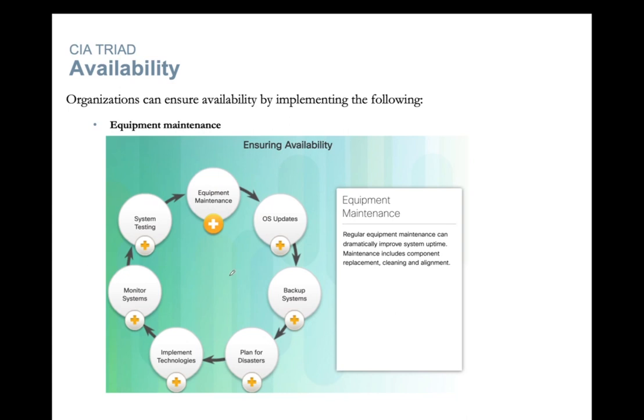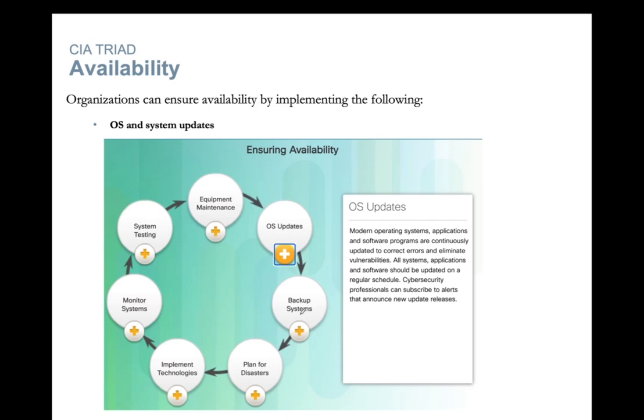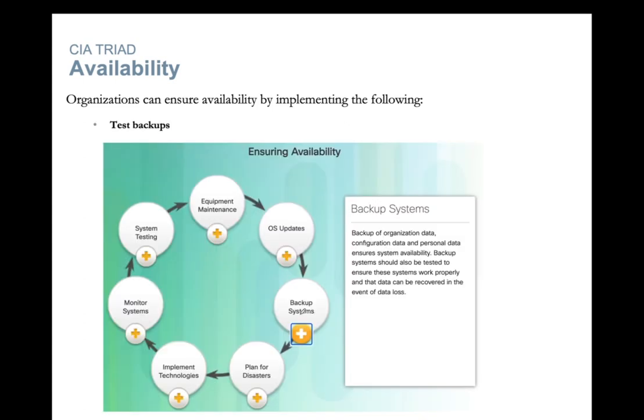The third one is the backup system. Every organization ensures that backups of organization data, configuration data, and personal data ensure system availability. Backup systems should also be tested to ensure they work properly and that data can be recovered in the event of data loss. So that gives test backups.